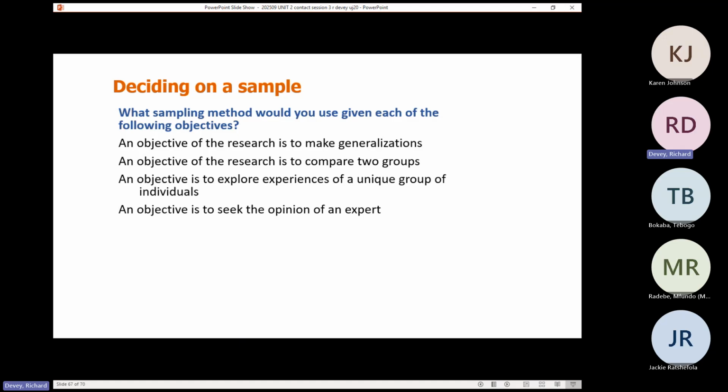Okay, for a study where you want to seek the opinion of an expert, what sampling would be used for that kind of design? Would it not be the same because you're looking for very specific people? Yeah, so it's purposive. It's a very specific target of the person that you're looking for there.